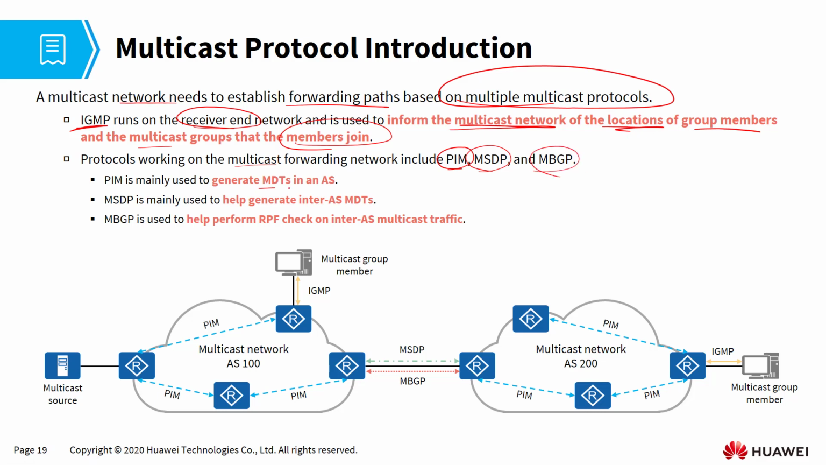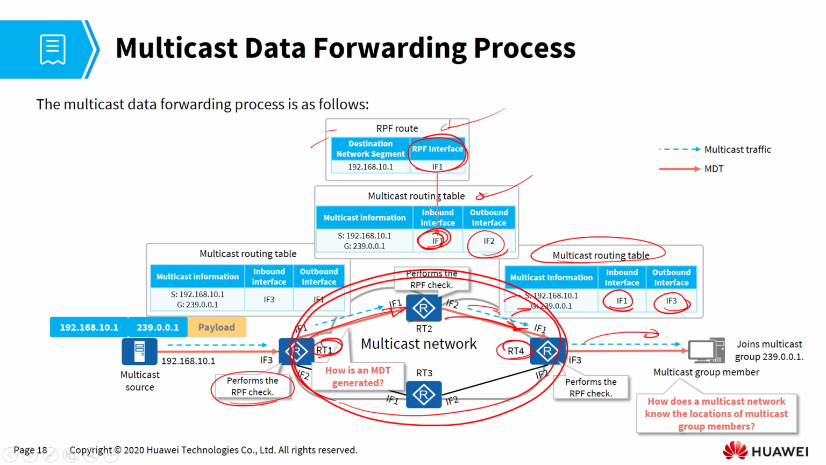PIM is mainly used to generate the multicast distribution trees inside an autonomous system. MSDP is mainly used to help generate inter-autonomous system multicast distribution trees, and MBGP is used to help perform a reverse path forwarding check on inter-autonomous system multicast traffic. So these are the three protocols we are going to use.